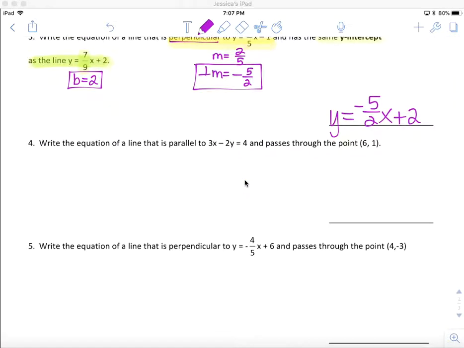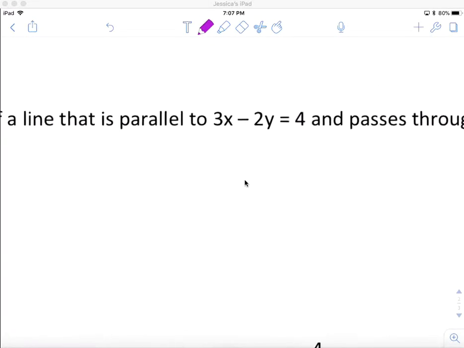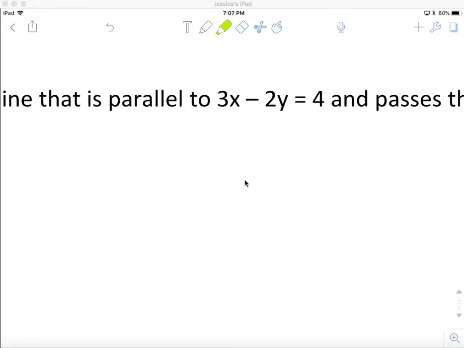All right, looking at number 4, it says write the equation of a line that is parallel to 3x minus 2y equals 4. Parallel means I need the slope, and I can't determine the slope unless I have y by itself. So my first step is to subtract 3x on both sides.